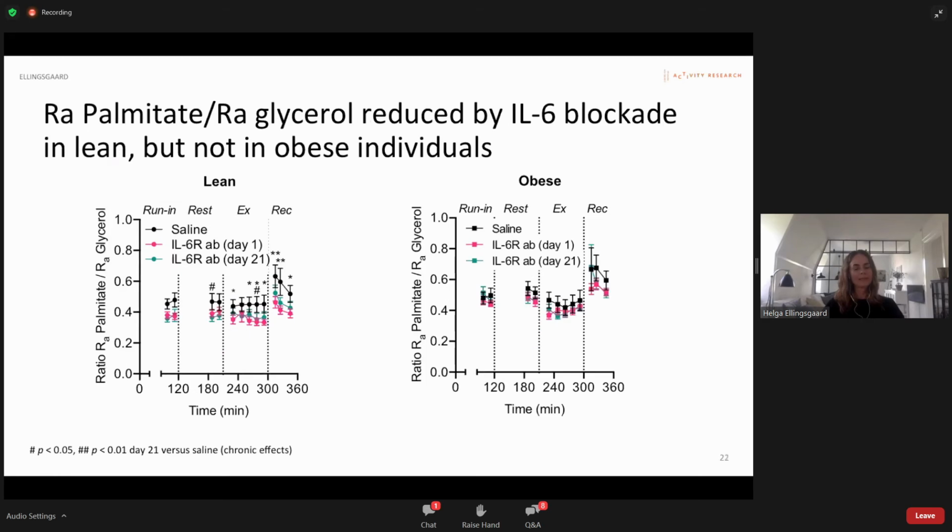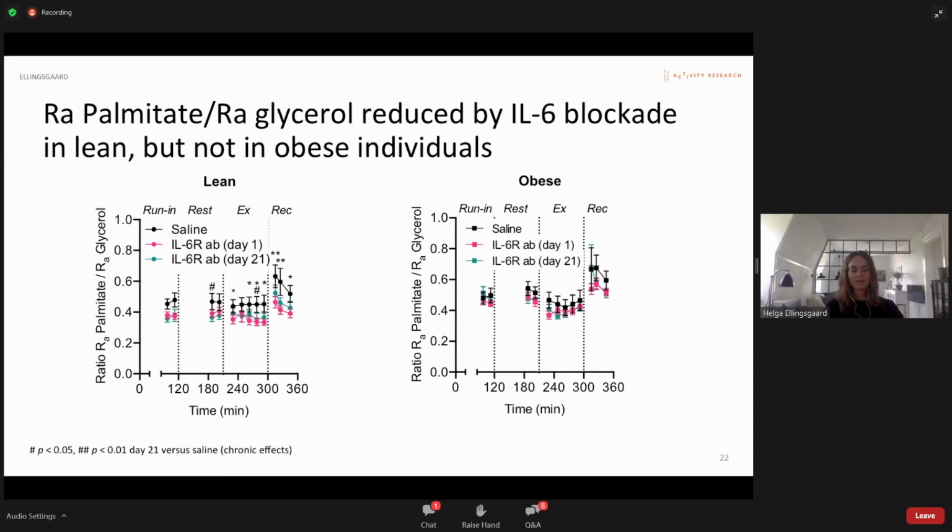But nevertheless, given that all of the glycerol appears in the circulation following lipolysis, there is some information in expressing the rate of appearance of palmitate and the rate of appearance of glycerol as a ratio. And this is what has been done here. IL-6 blockade lowered the ratio in the lean group, showing that less palmitate gets out of the cell following lipolysis. And interestingly, this occurs both during rest and during exercise. So just to emphasize that this is not a phenomenon only relating to exercise.